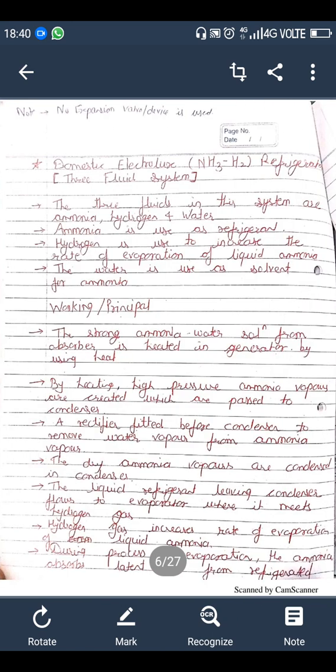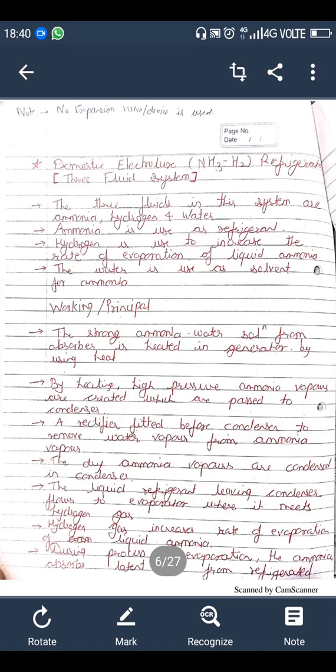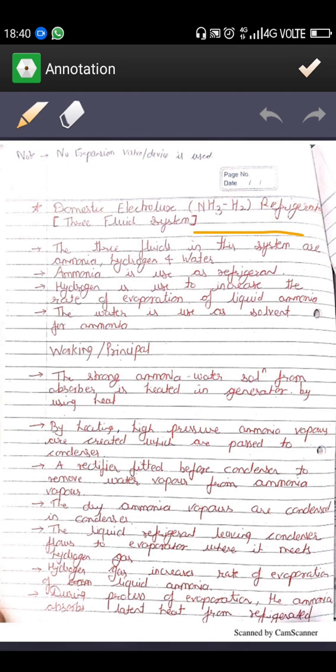So here we go to read this domestic Electrolux refrigeration system, also known as the NH3 H2 refrigeration system. The three fluids in this system are ammonia, hydrogen and water. Ammonia is used as a refrigerant. Hydrogen is used to increase the rate of evaporation of liquid ammonia. The water is used as a solvent for ammonia, and ammonia is used as a refrigerant here.